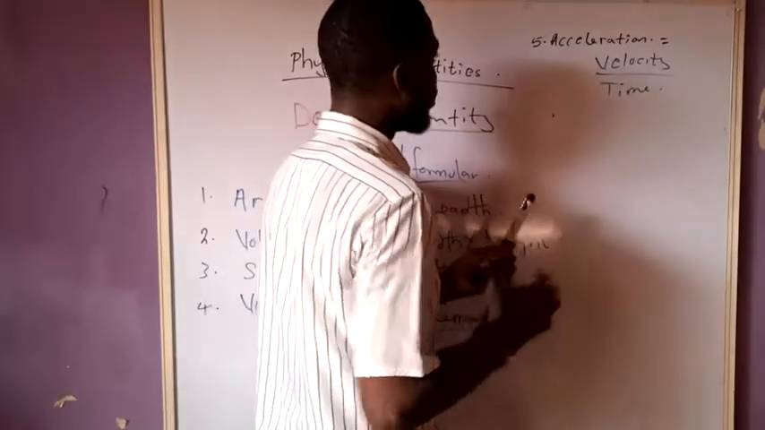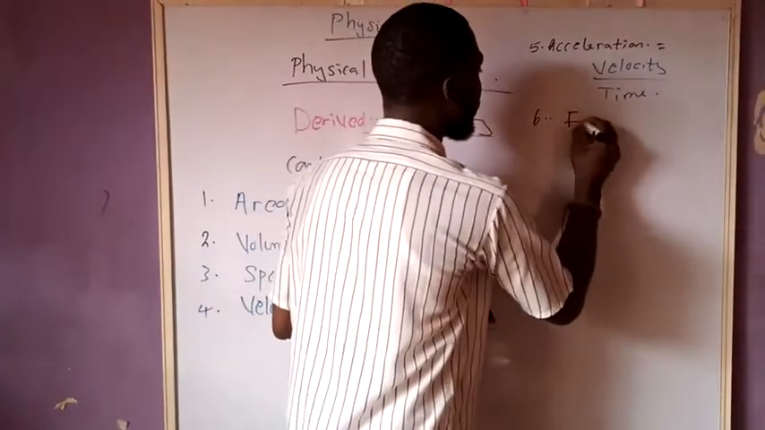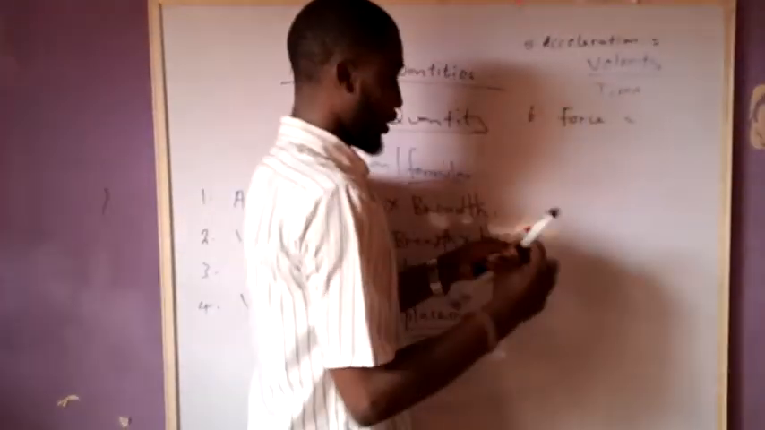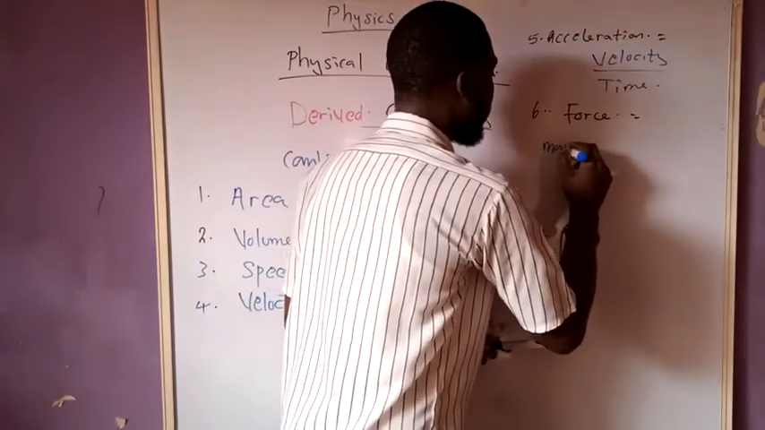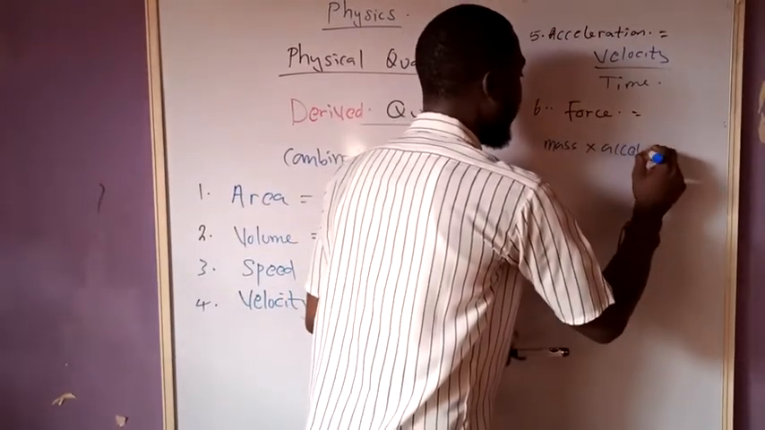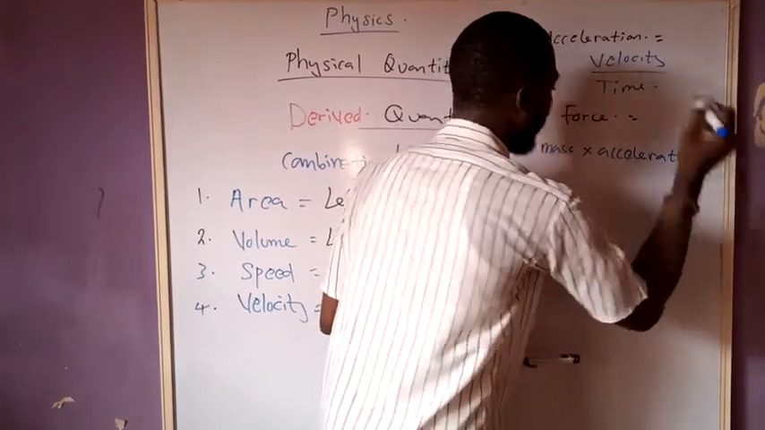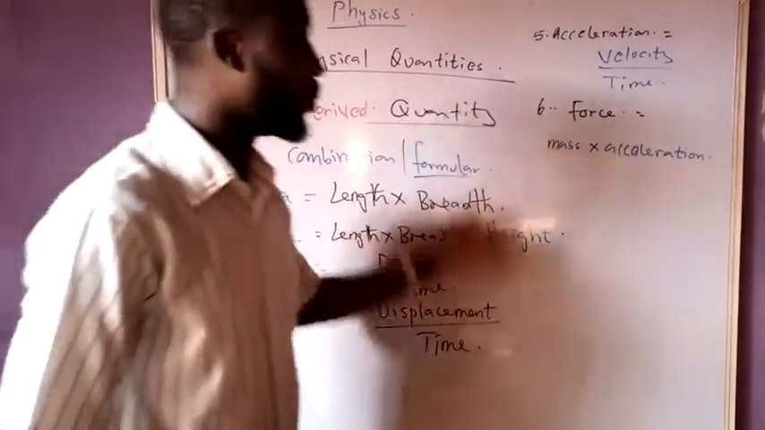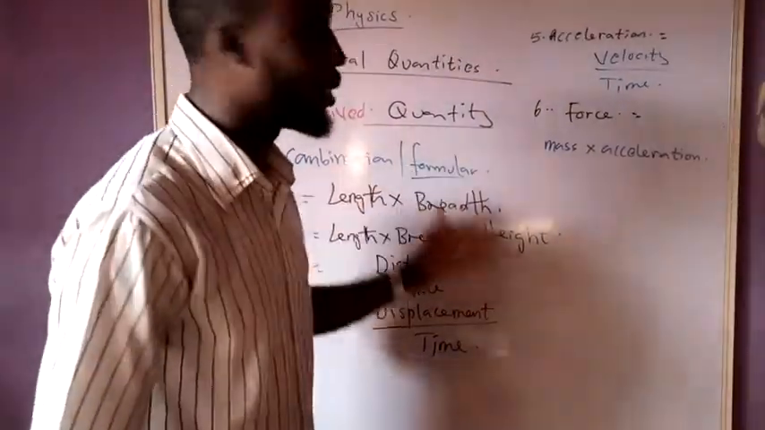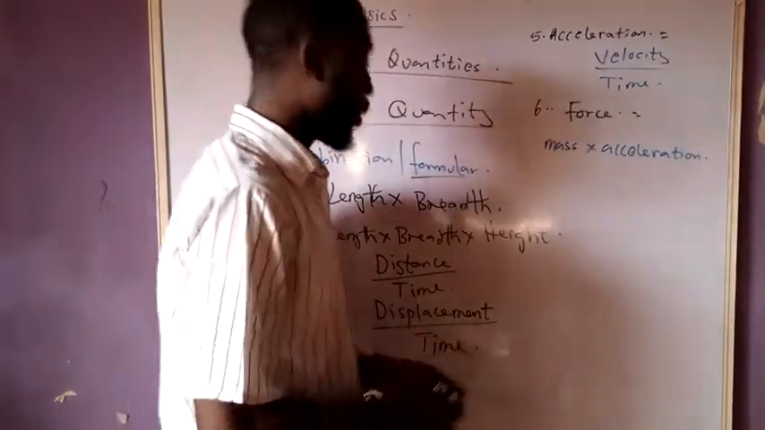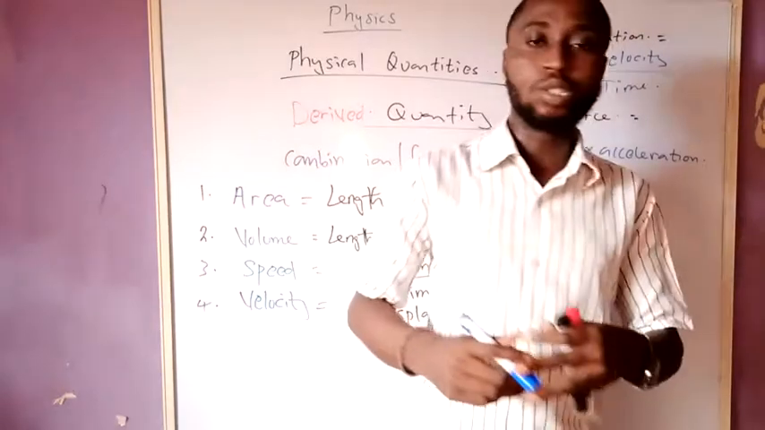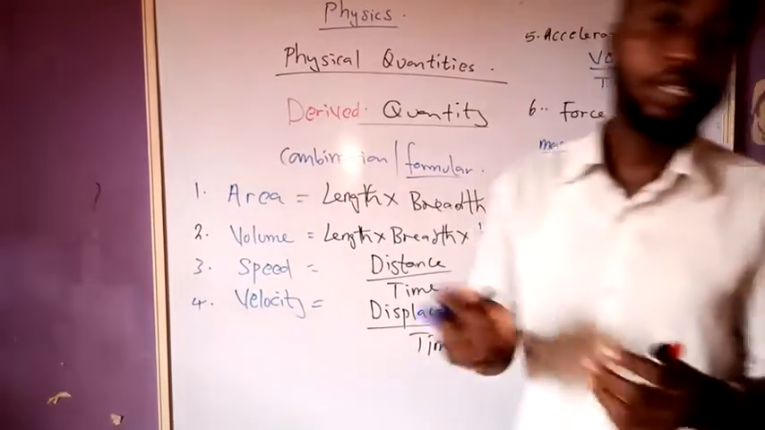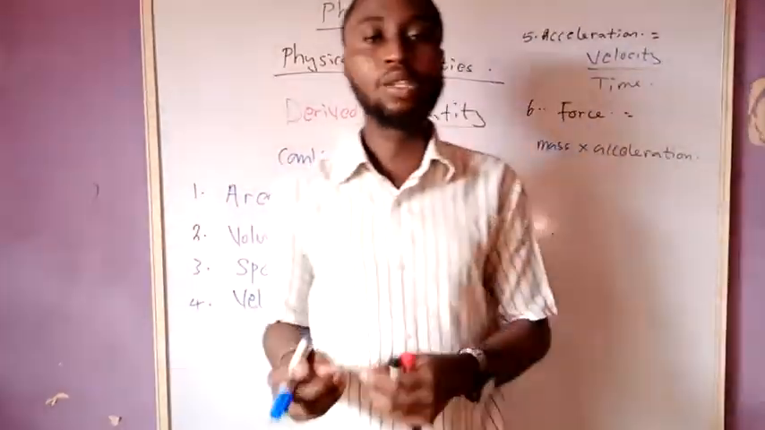Number six, force. Force is simply mass times acceleration. So these are some of the derived quantities that we have. Students are to familiarize themselves with these derived and basic quantities because this serves as the elementary knowledge to physics.